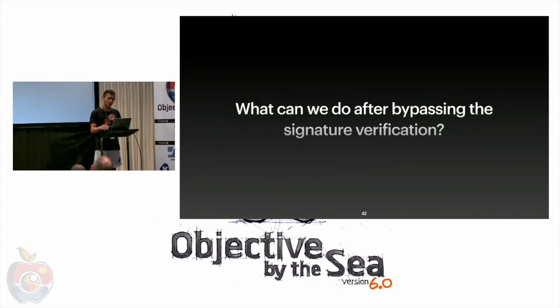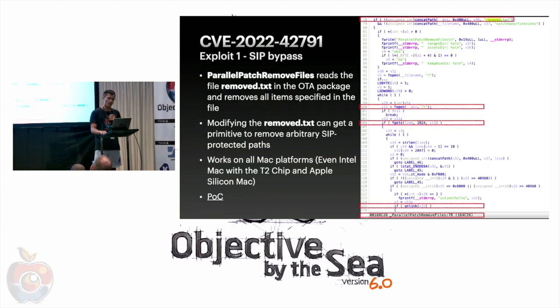Next, what can we do after bypassing the signature verification? My first exploit is a SIP bypass. The function parallel patch remove files reads the removed.txt file in the OTA package and removes all items specified in the file. As a result, I could get a primitive to remove arbitrary SIP protected paths by modifying the txt file. The exploit works on all Mac platforms, including the Intel Macs and Apple Silicon Macs.